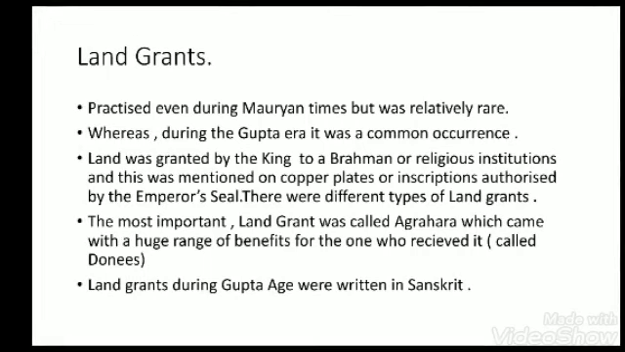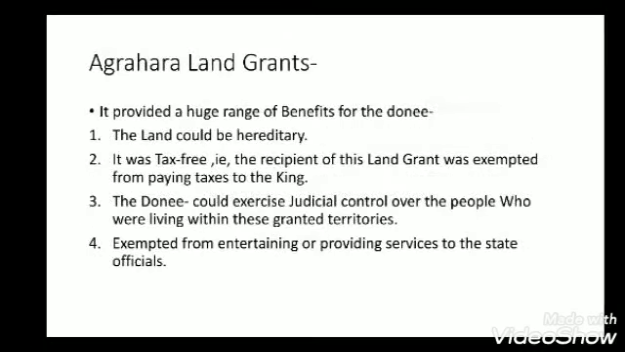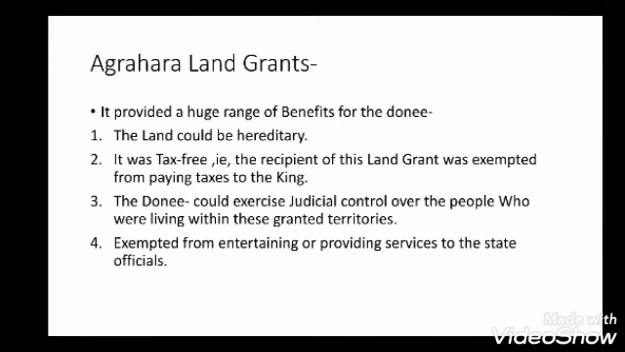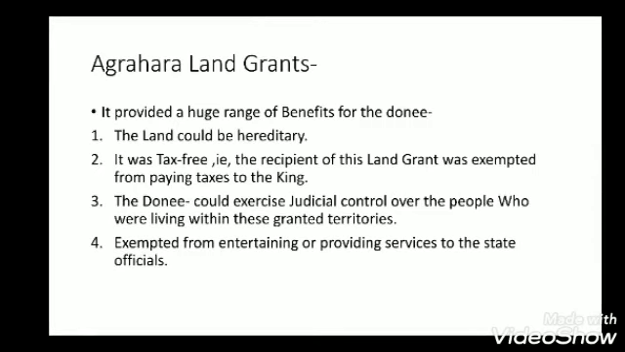So in the process of land grant, the person who is giving the land is known as the donor, which was usually a king or an emperor, because obviously he is the owner of all the land within its territory. And then you have the donee, that is the person who is receiving this land grant. So among the three land grants, we'll focus on the Agrahara land grant and the benefits associated with it.